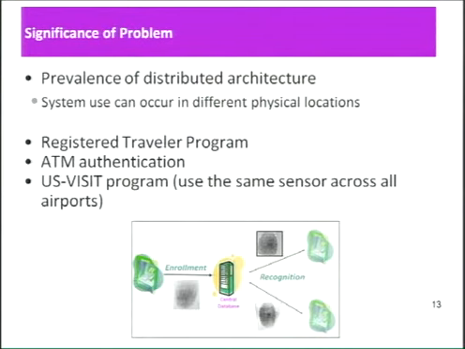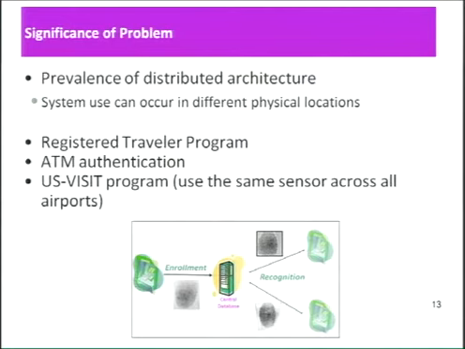So why is this problem significant to study? In terms of biometric systems, most of them have been monolithic in nature until now. But as distributed architectures become more pervasive, you'll have system use that can occur in different physical locations. Example is the ATM network. If you want to take, for example, PEFQ, PEFQ has ATMs all across campus.